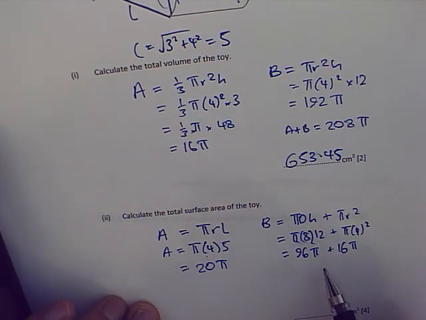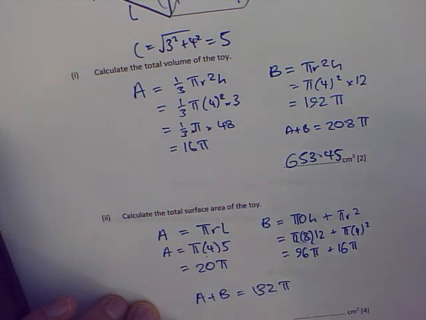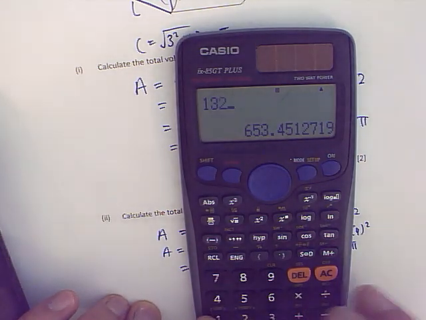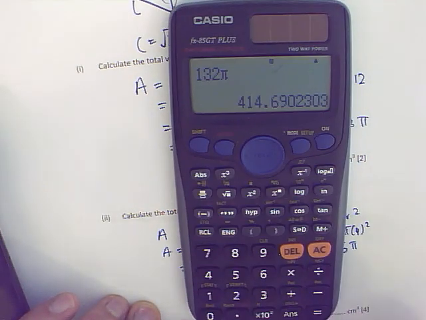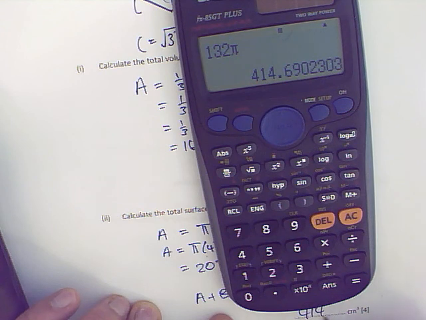Plus the base, the radius is 4, so pi r squared is going to be pi times 4 squared, which is 16 pi. So 20 pi, 96 pi, and 16 pi. If we add those all together, we get 132 pi.